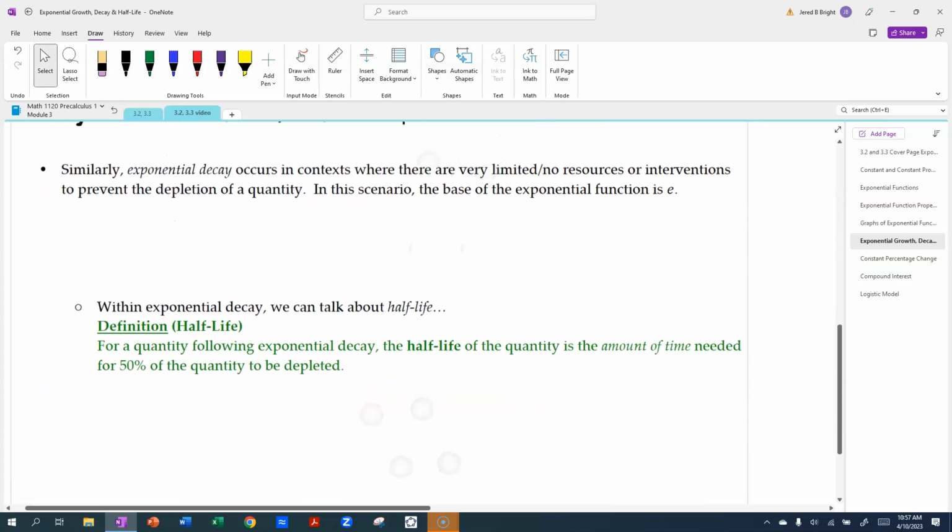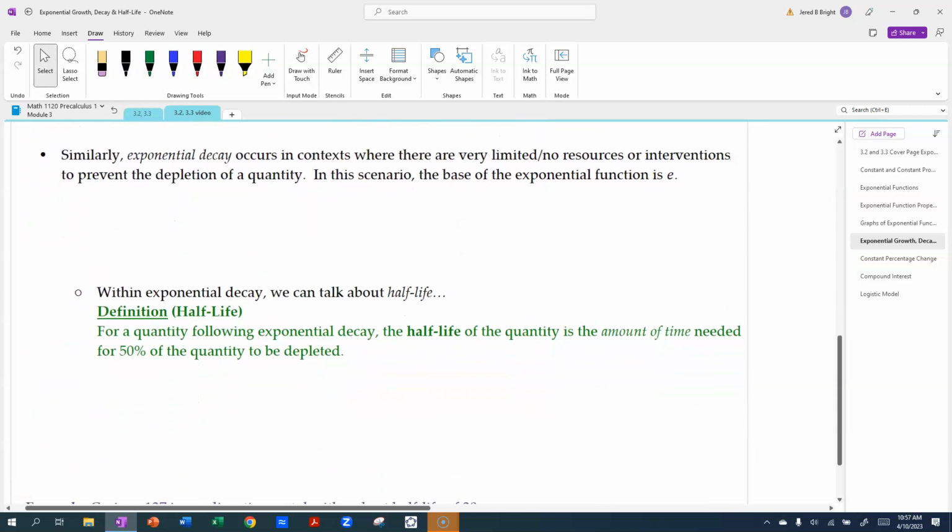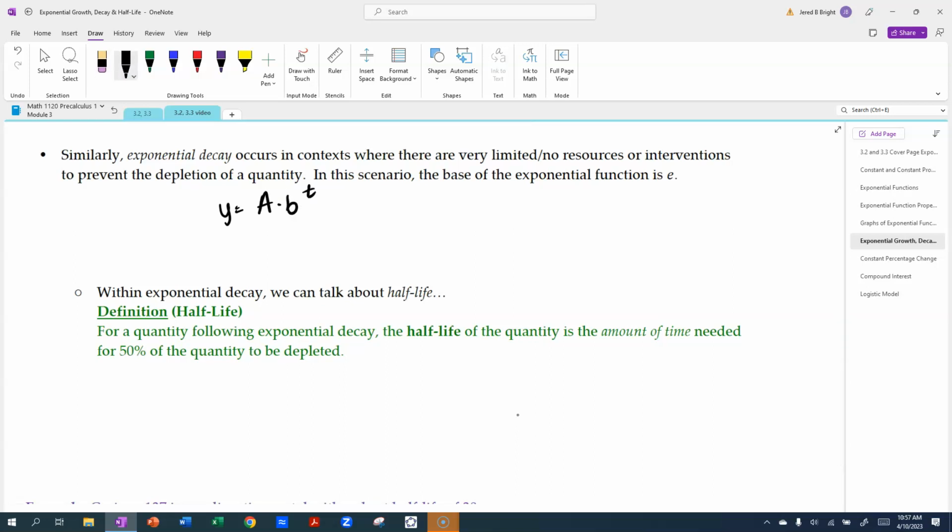The other scenario is the flip side, where we have decay, or decreasing. That's where you have very limited or no resources or interventions to prevent depletion. In the same vein, we would begin by saying our base amount is A, and then b to the x. Typically, again, we have time, and in these scenarios, we let b equal e to the r, and we also let A equal A0, so then we get the same sort of thing.